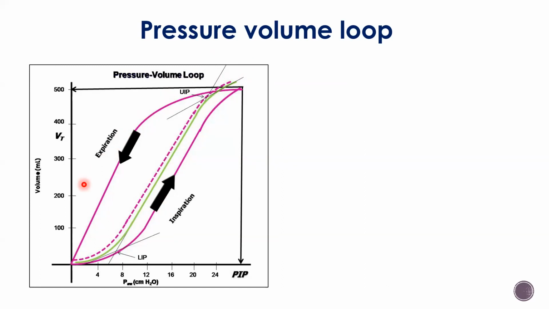Otherwise, you'll be giving very, very high pressure to expand that lung. This is one explanation why the lung should not be collapsed. One single explanation, but there are other reasons also. There are inflammatory causes, there is something called lung injury. There are many other concepts why you should not allow the lung to collapse.